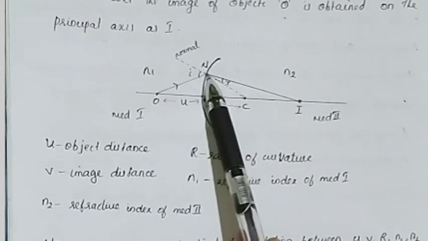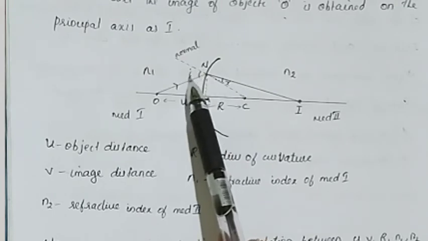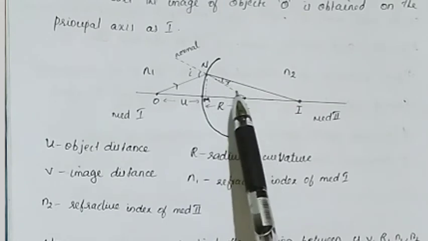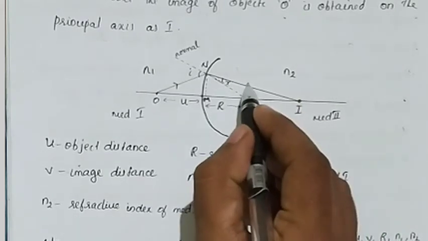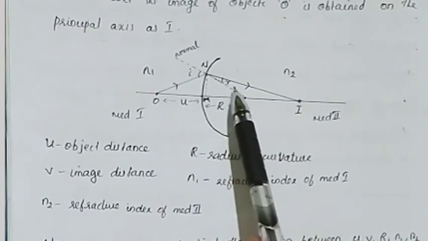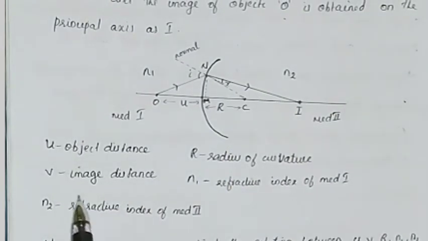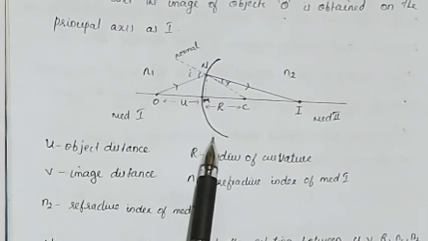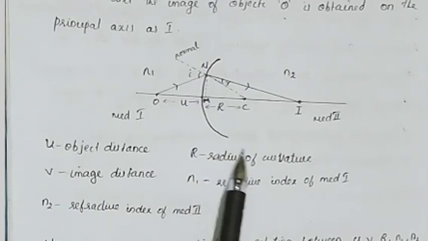At the point of incidence we have marked a normal, and the angle made by the incident ray with that normal is taken as i, the angle of incidence, and the angle between the refracted ray and the normal is taken as the angle of refraction, which is marked as r here. Now we are going to find the relation between these parameters by analyzing the refraction process through a spherical surface.